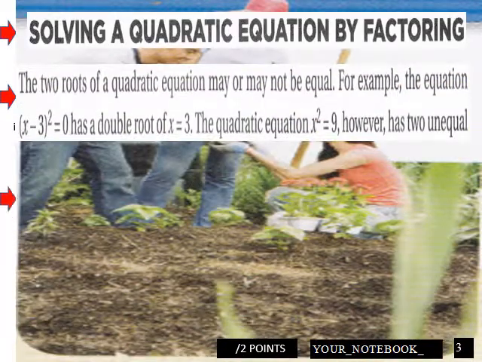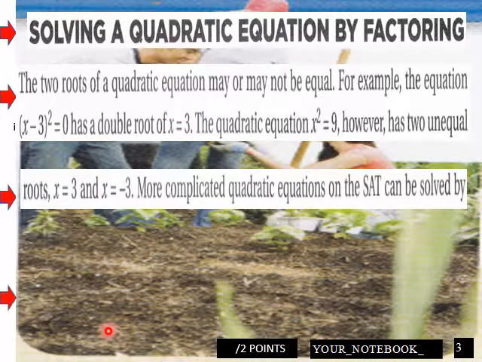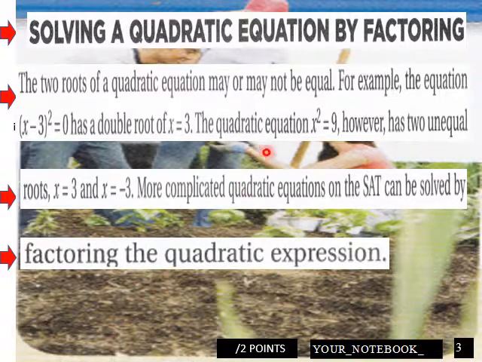Solving a quadratic equation by factoring: we're going to solve it by factoring and not by graphing. So when we have a quadratic equation like this, it has a root of 3, x equals 3. So x squared would equal 9, so plus or minus 3 would be the solution to this equation.